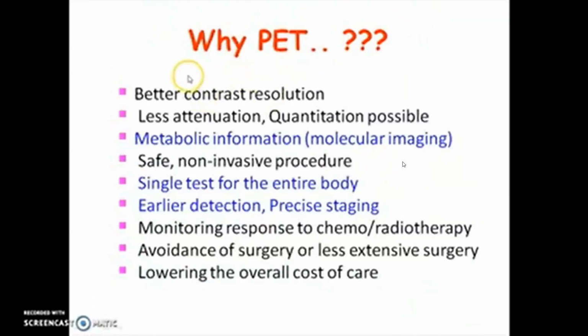Why PET? Because a lot of advantages are there. Metabolic information, molecular imaging, that is a greater advantage. Single test for the entire body. Early detection and precise staging can be done. It monitors response to the radiotherapy or chemotherapy, lowering the overall cost of the care, and the avoidance of surgery and less extensive surgery are the real advantages of the PET scanner.